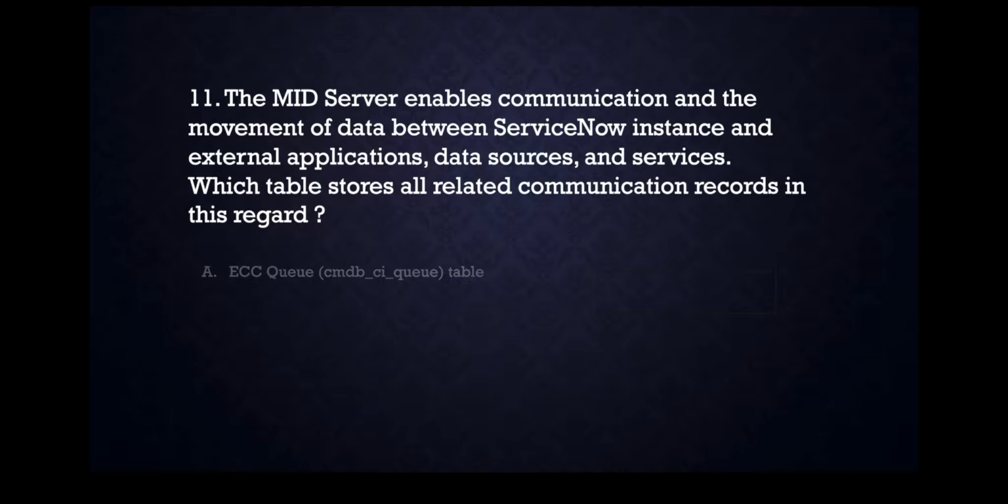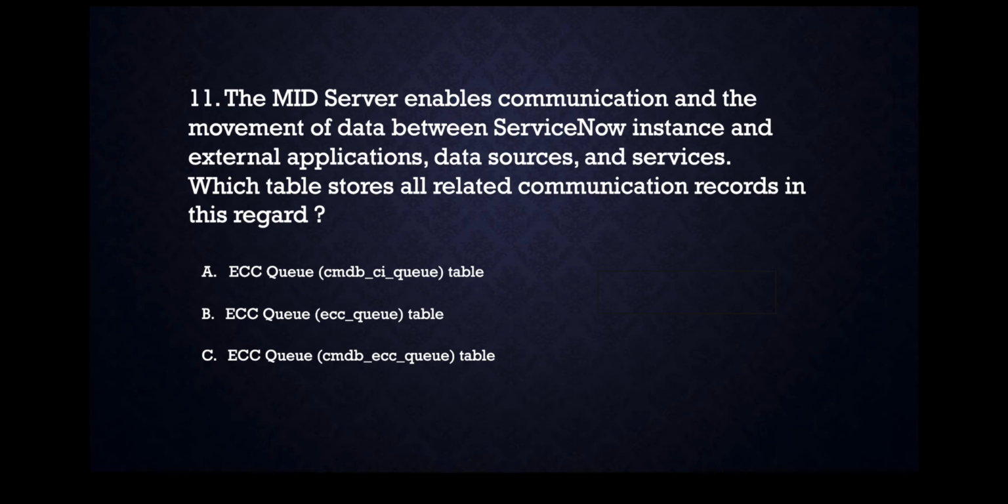So the options are ECCQ, ECCQ CMDB underscore, ECCQ CMDB underscore CA underscore Q table, ECCQ ECC underscore Q table, ECCQ CMDB underscore ECC underscore Q table. Here you have to know the name of the table. So the correct answer is ECC underscore Q table. Now let's go to the next question.